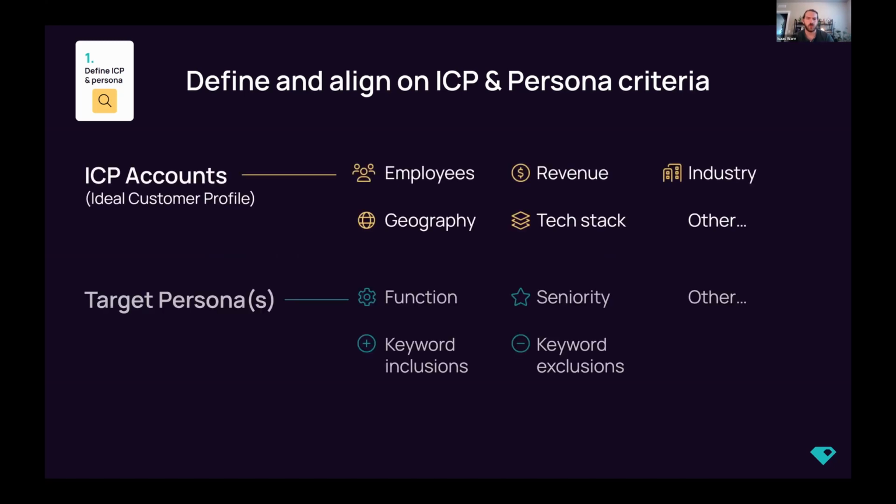So this is what we're defining and aligning in terms of ICP and persona criteria. You can add in tech stack, all the typical ABM stuff. But again, function, seniority, other, and then if you're using UserGems, I think we have a couple customers on the call, definitely use your keyword inclusions and exclusions to build out those job changers.